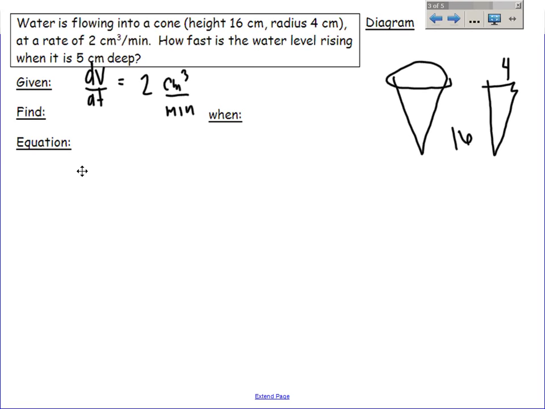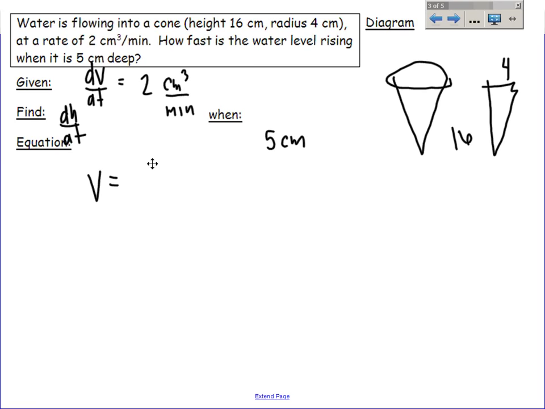And what we want to find is how fast is the water level rising? So how fast is this filling up? Well, that's all in terms of the height of the cone, the height of the water inside the cone. So what I don't know is dh over dt. And we want to know this specifically when the height is 5 centimeters tall.